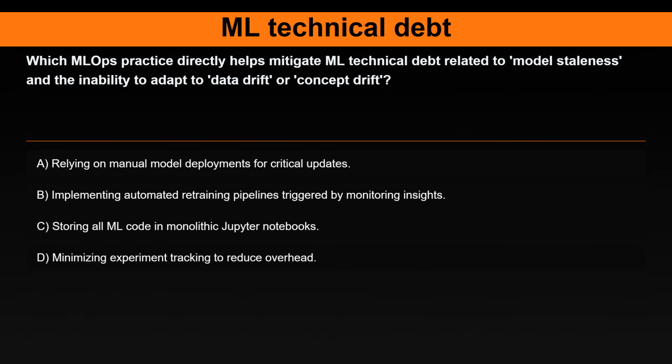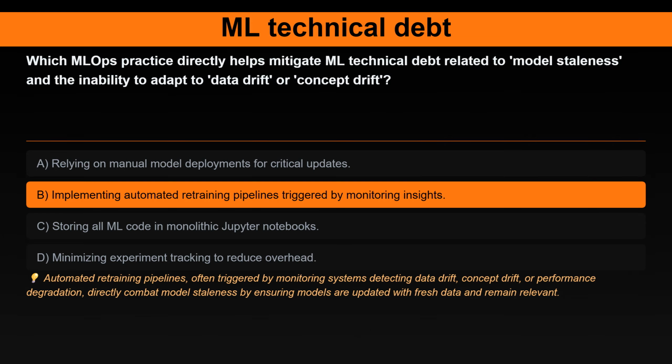Question 27. Which MLOps practice directly helps mitigate ML technical debt related to model staleness and the inability to adapt to data drift or concept drift? Option A, relying on manual model deployments for critical updates. Option B, implementing automated retraining pipelines triggered by monitoring insights. Option C, storing all ML code in monolithic Jupyter notebooks. Option D, minimizing experiment tracking to reduce overhead.